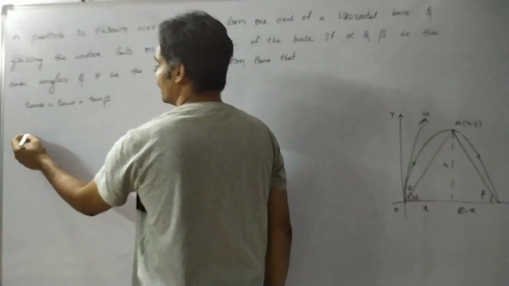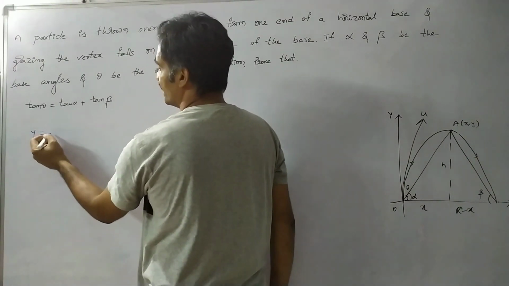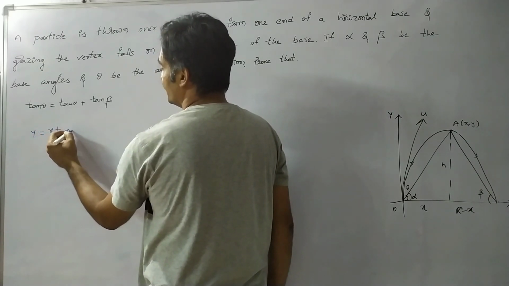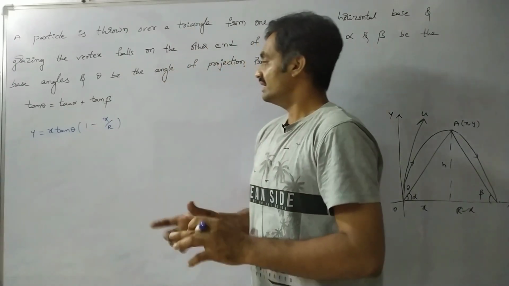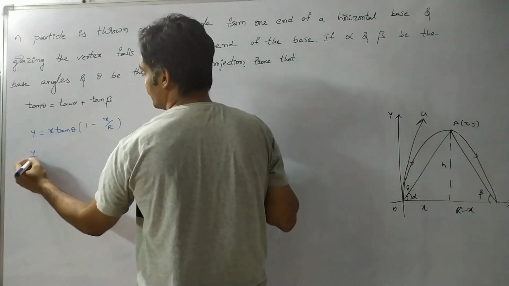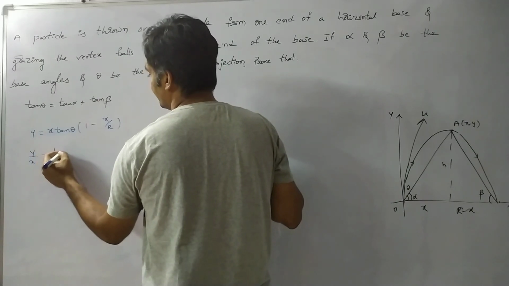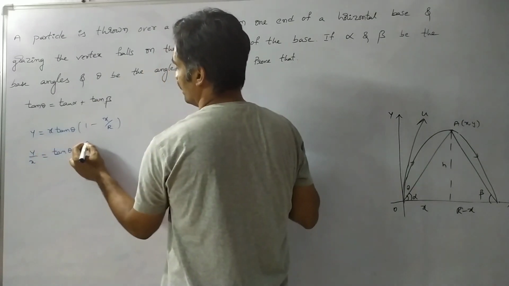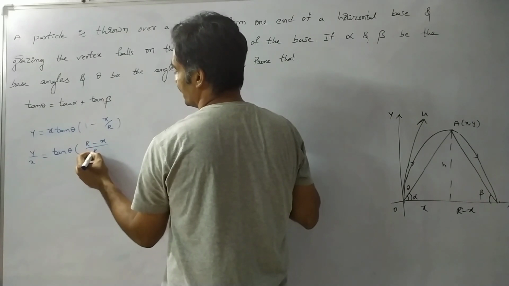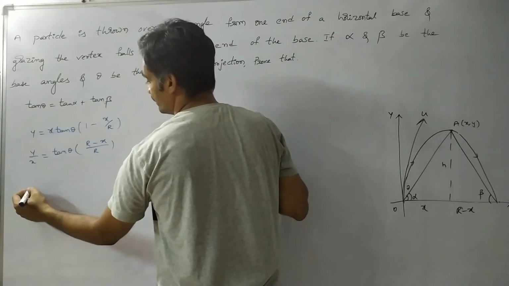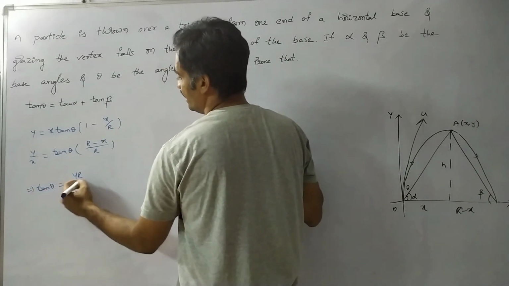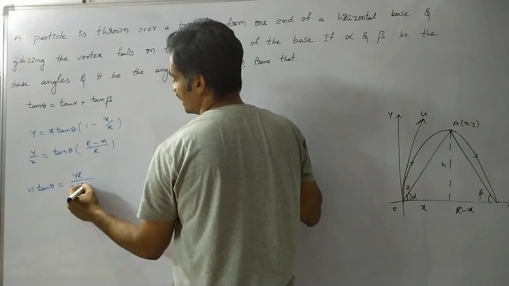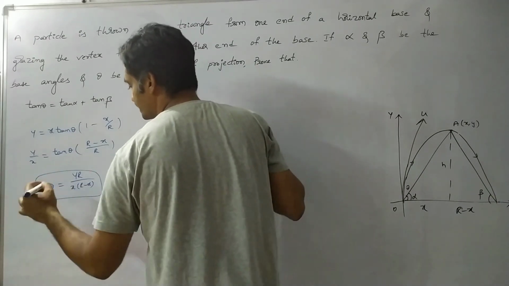In order to solve this, let us consider the equation of the trajectory, which is given as y equals x tan theta into 1 minus x by r. Based on that we can represent y by x equals tan theta into, if you do the LCM, r minus x by r. So from this equation, tan theta equals y r by x into r minus x.